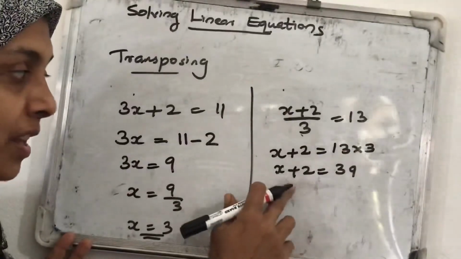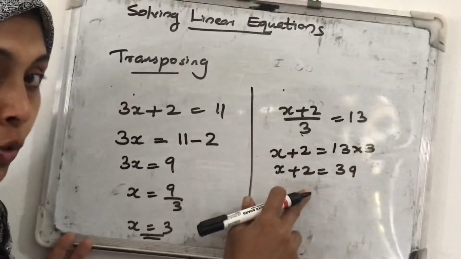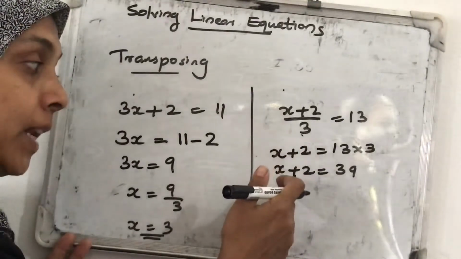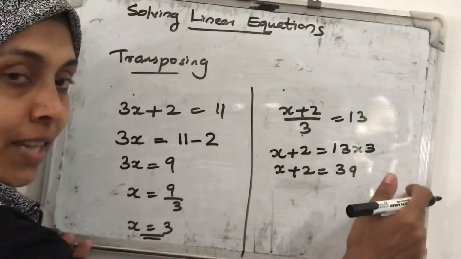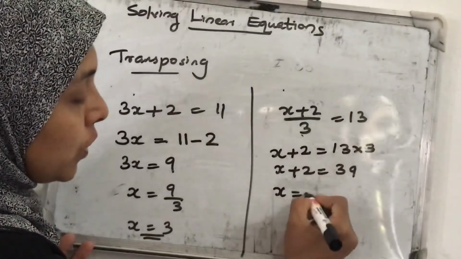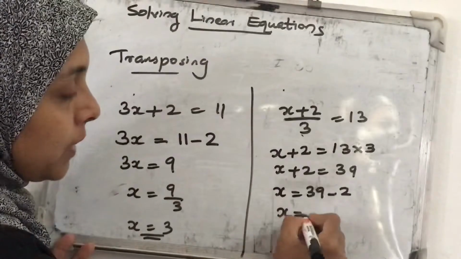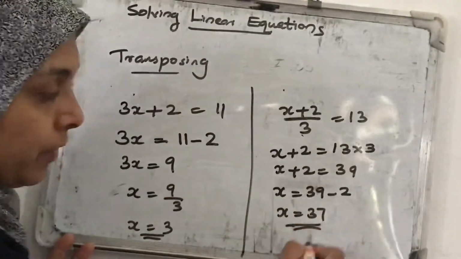Next, what is remaining here? x plus 2. So when 2 also we want to transpose to the other side, at that time 2 will be subtracted on the other side. That means x is equal to 39 minus 2. Okay, that means x equal to 37.